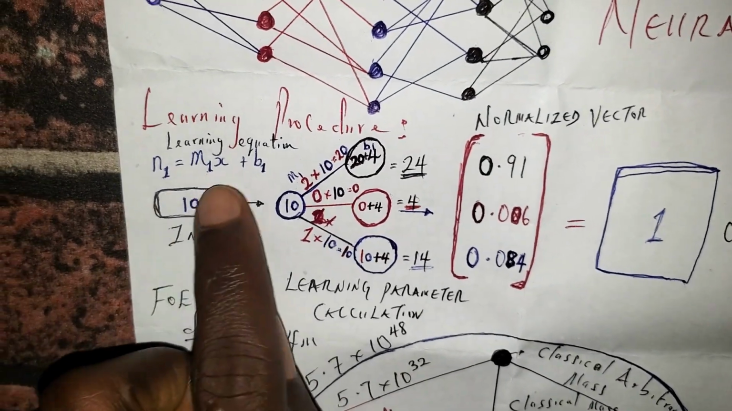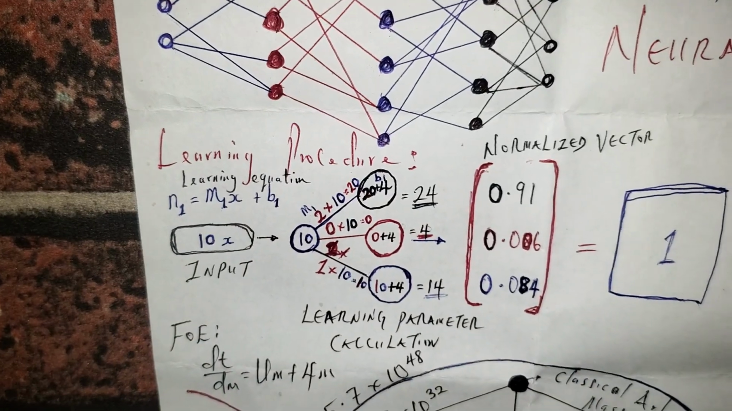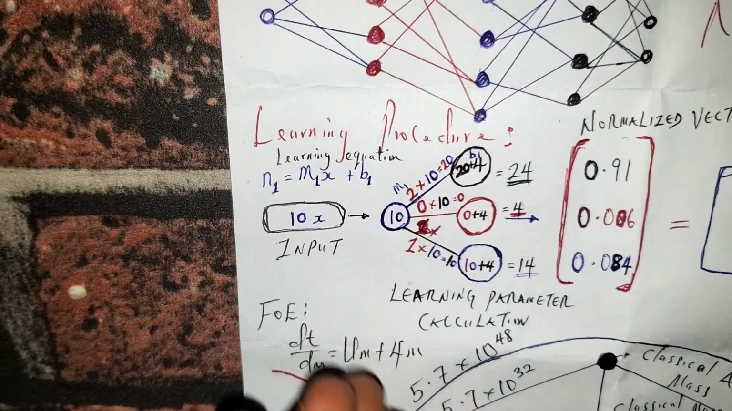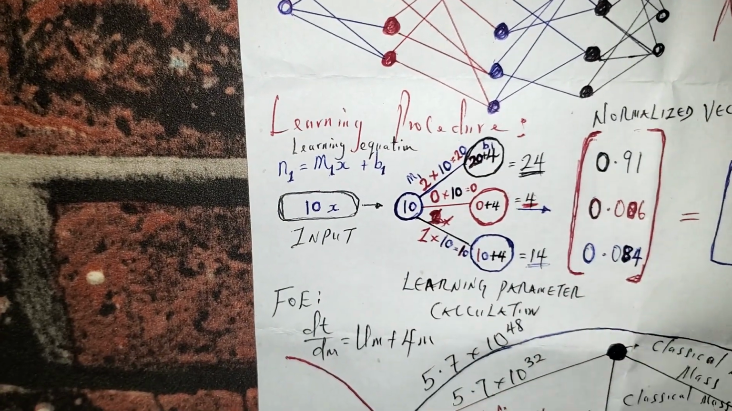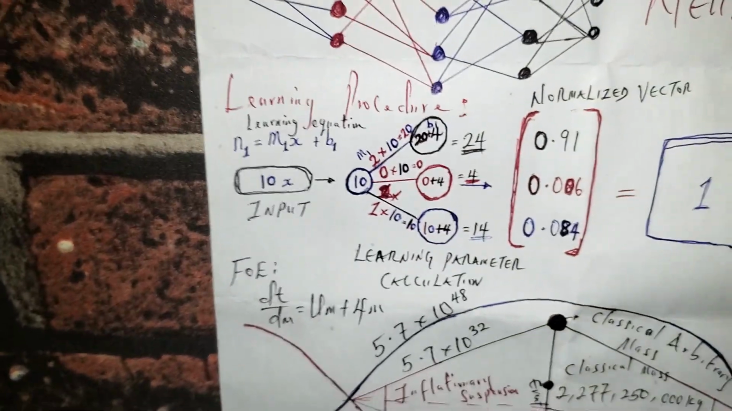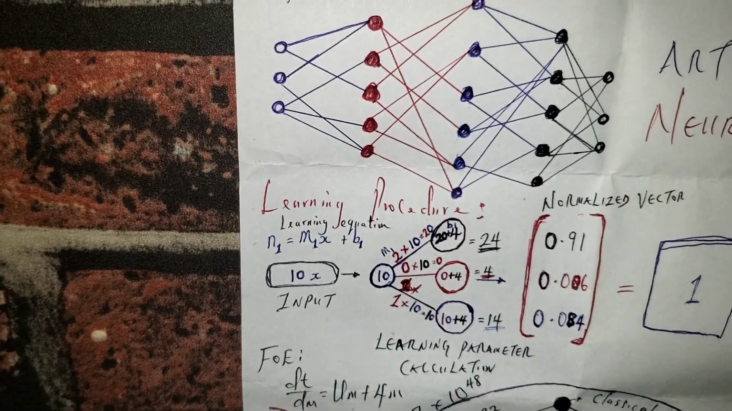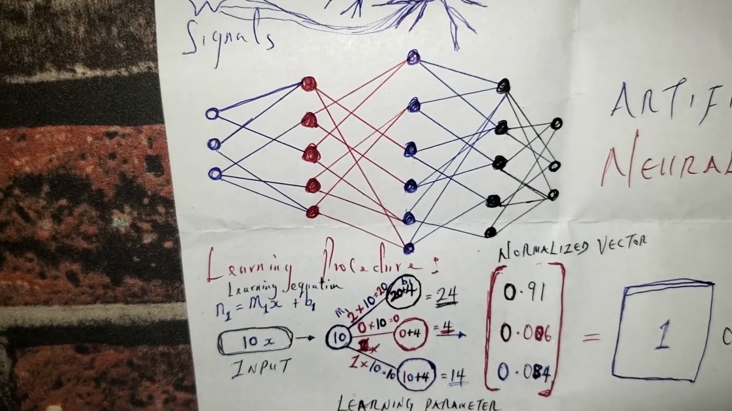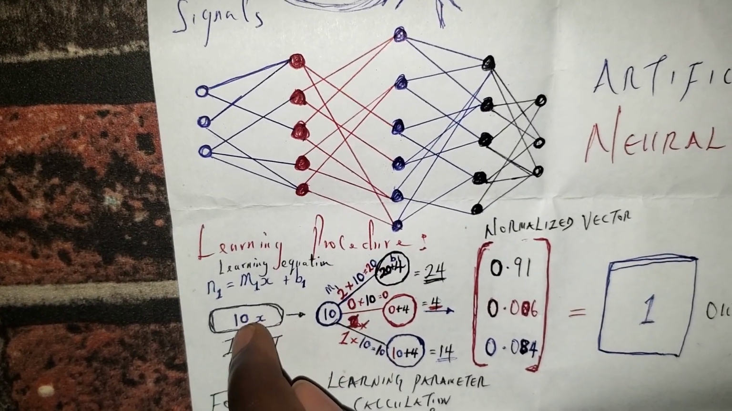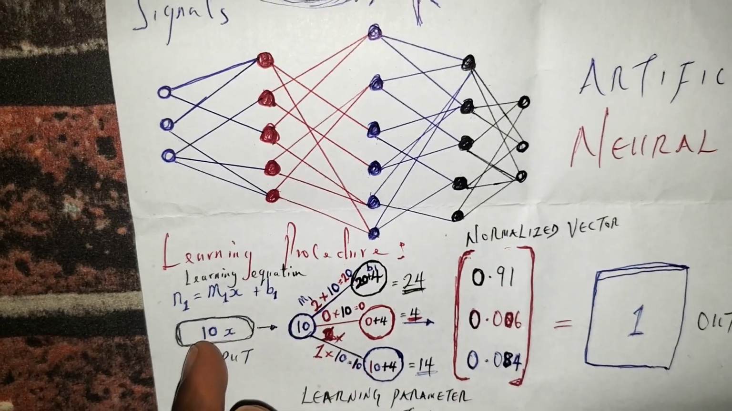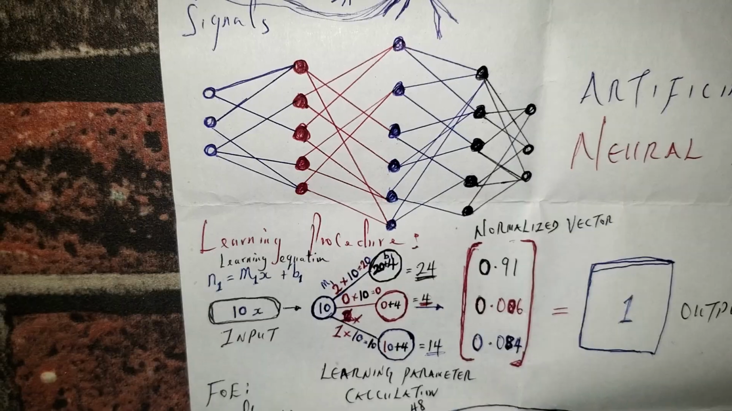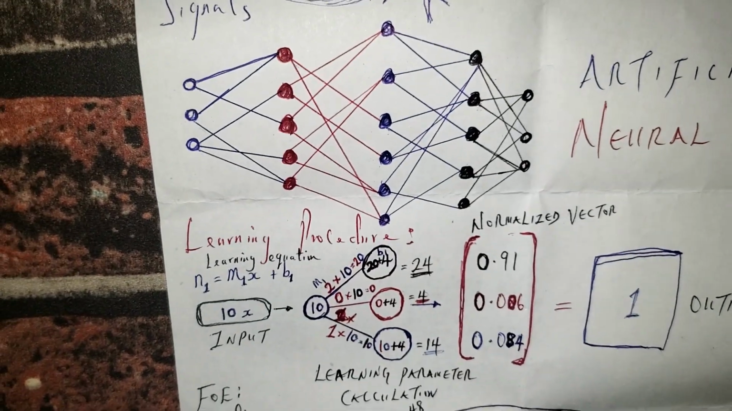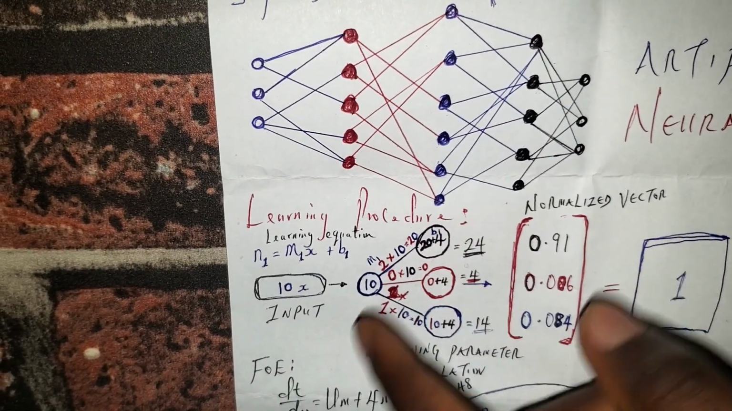Now this is how it works. Learning procedure. For the learning we have this equation as the learning equation, where we have n sub 1, probably that stands for neuron, equal to m sub 1 x plus b sub 1. Now the m stands for the weight multiplied by the input. The input is x, and then we add that to the bias value. So for instance, let's say we have 10x. So x is the input, we have 10. That 10, we multiply it with the weight. So if the weight is 2 times 10, we have it to be 20. And then if the bias value is 4, 20 plus 4 will give us 24.